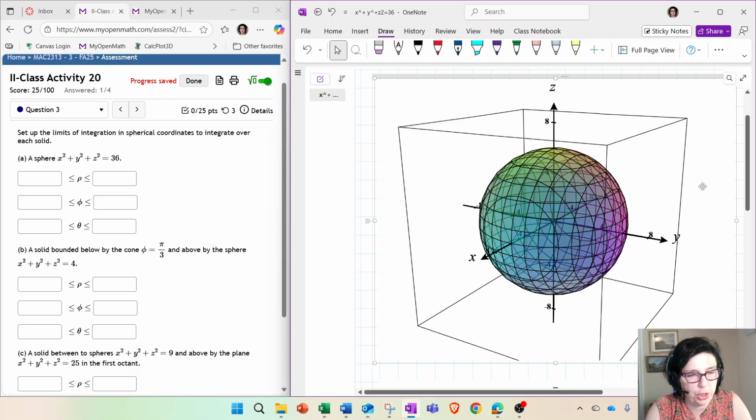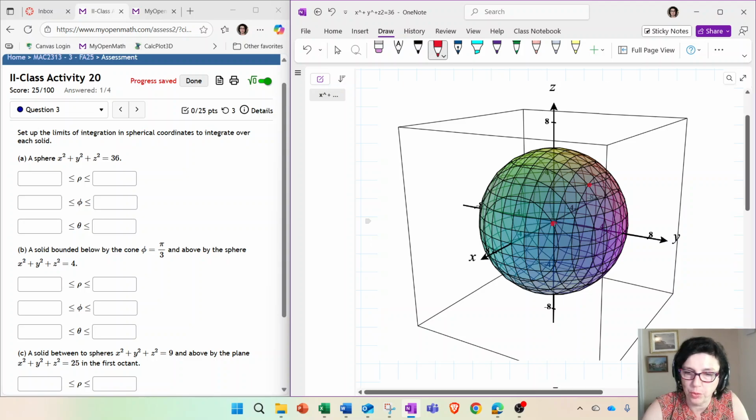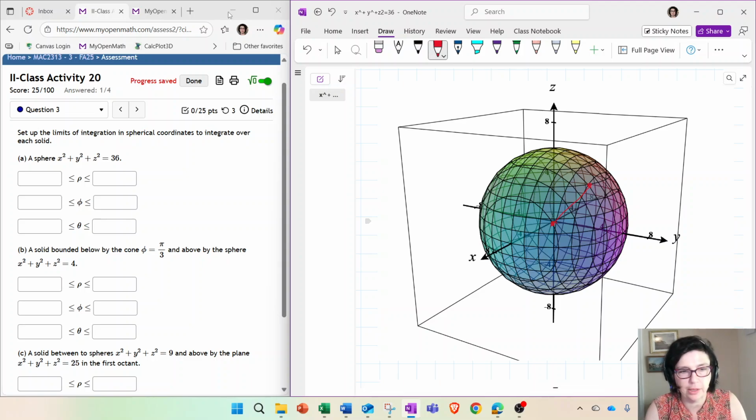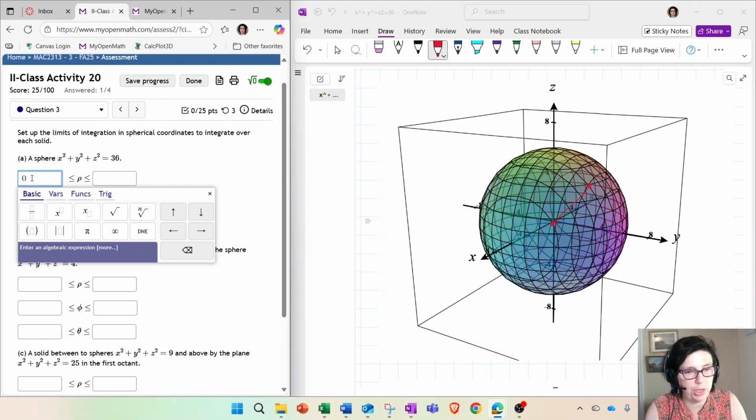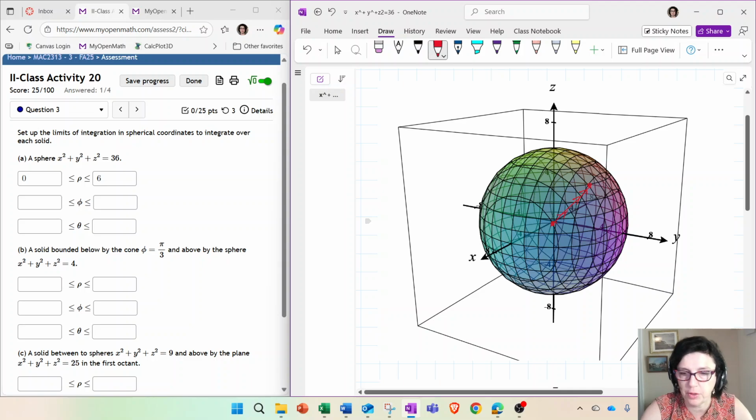Okay, so first question, how does rho change on the sphere? So rho is the distance from the point to the origin. So this distance right here. And because this sphere has radius of 6, this is going to change from 0 to 6. So you are moving this way on the sphere, it goes from 0 to 6. Now, what about angle phi? Now, this is going to be kind of interesting.